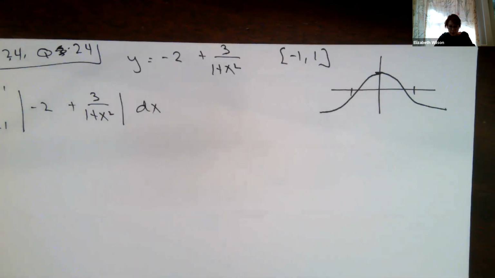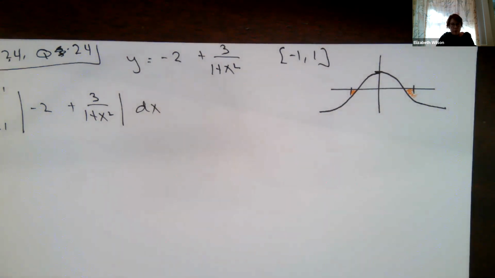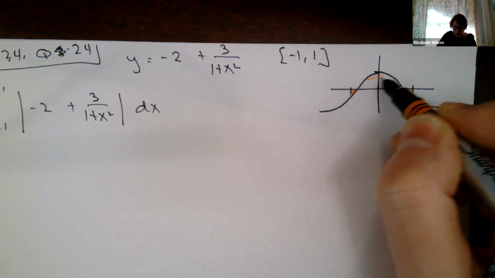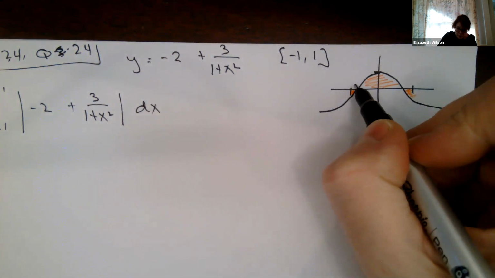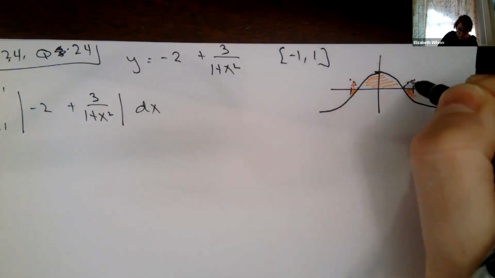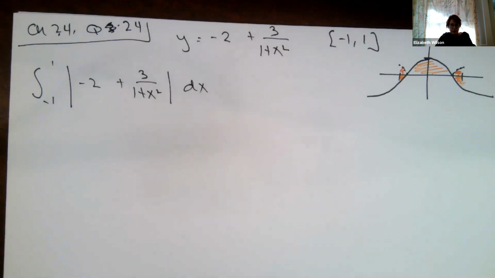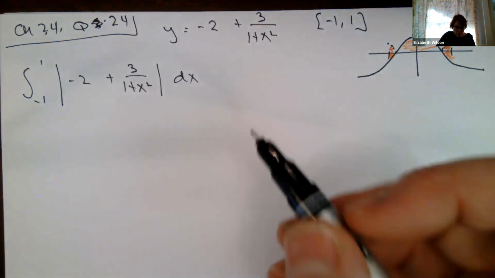So we need to identify this region right here and make these regions positive because we want to be able to integrate that whole area. So I need to go like this. This is what I really want to figure out the area for. Okay, so we're going to take the absolute value of that because they told us they want the total area, not the signed area.